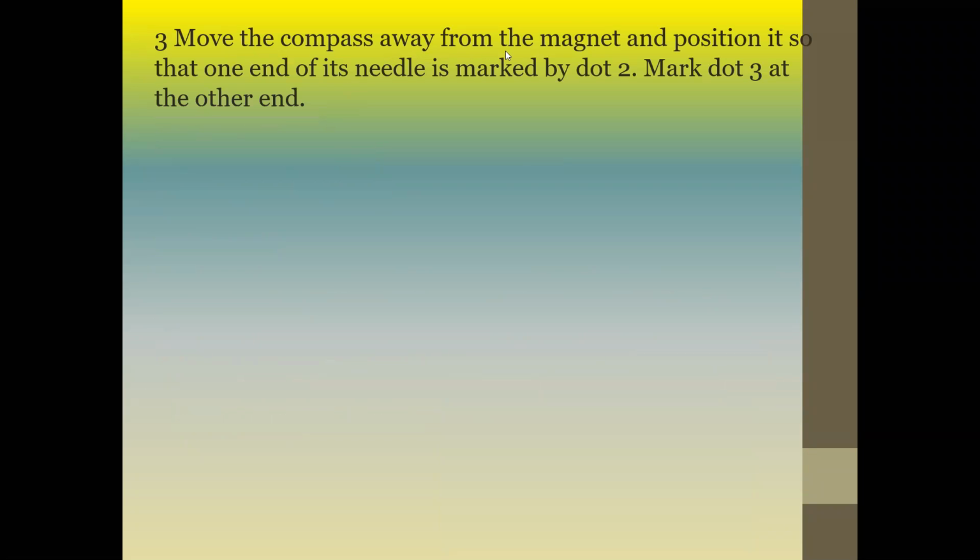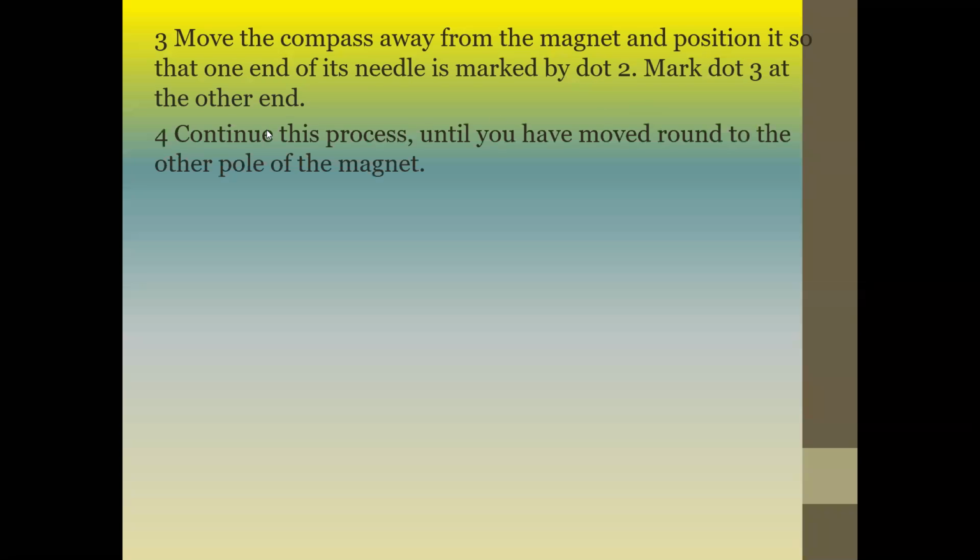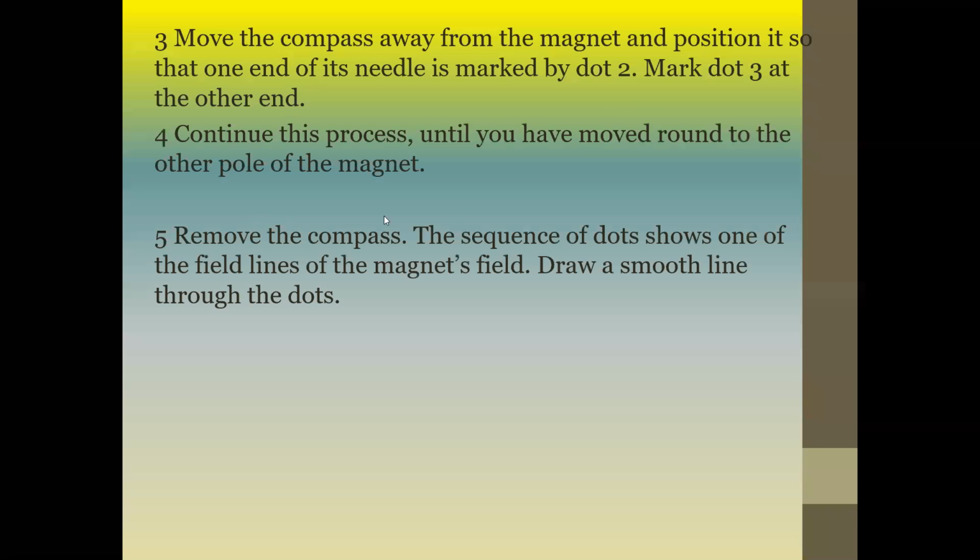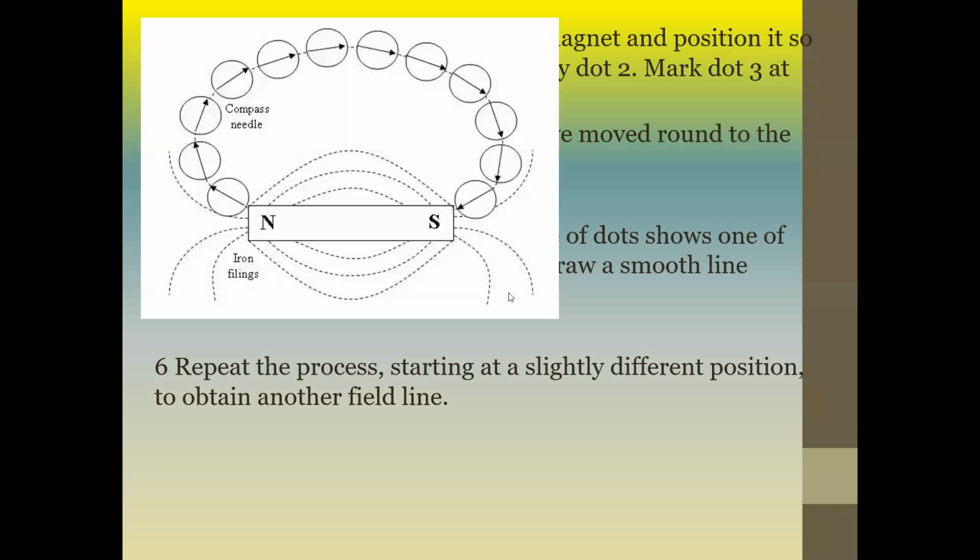So move the compass away from the magnet and position it so that one of its ends marks its needle by dot 2, and mark that as dot 3 and continue. So when we continue and draw this pattern, for example, we place a compass needle at this position. This is the first point we marked. Then we move the compass needle to a new position, then another position.